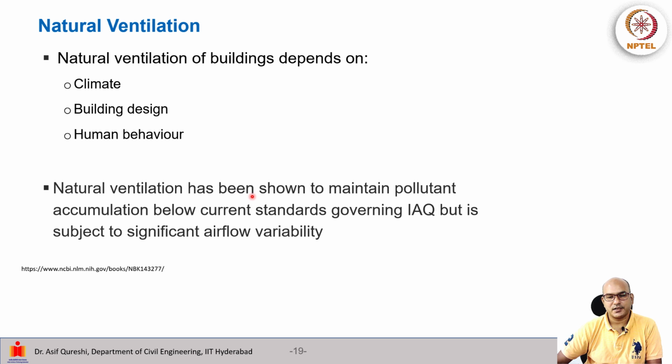In general, natural ventilation has often been shown to maintain pollutant accumulation below the standards governing indoor air quality. So natural ventilation has indeed been shown to help in improving the indoor air quality, but it is also subject to variability, because as we see here, the extent of ventilation and its effectiveness depends on the climate, the building design and the human behavior. So these things should go hand in hand with the provisions made for natural ventilation, and it is quite possible that if outdoor air is cleaner, natural ventilation will actually reduce the pollutant burden.